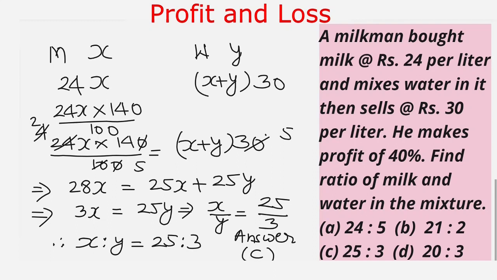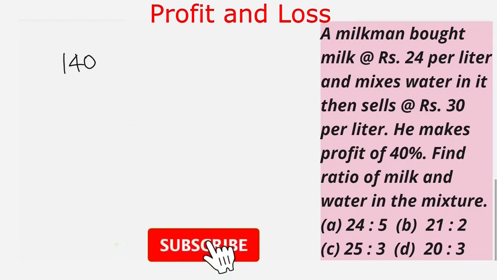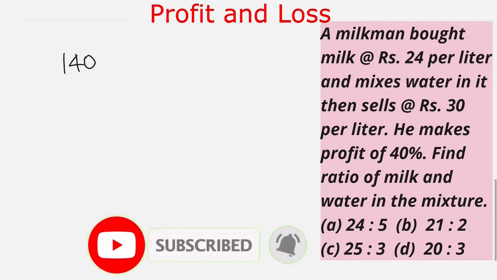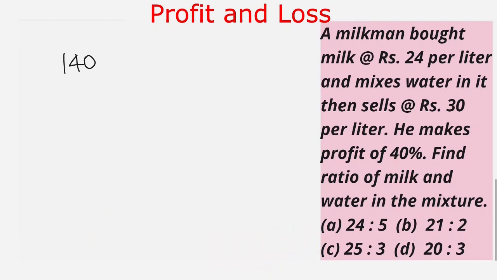Now we solve this question by the shortcut method. We solve the question like this. As he is making a 40% overall profit, and if the quantity of milk be 100, then he is receiving the amount for 140 liters. 40% on 100 is 40 and 100 plus 40 is 140.